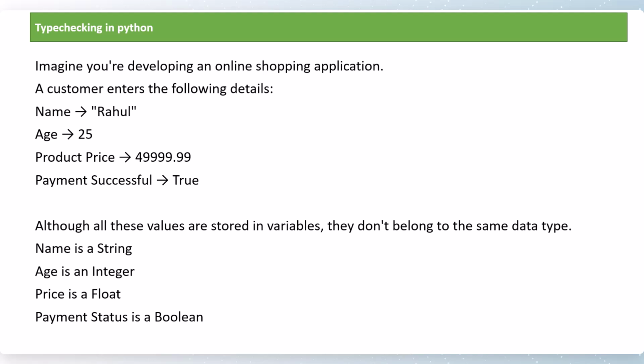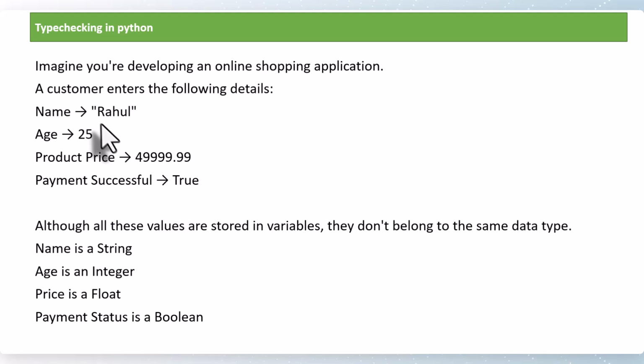In this lesson, I am going to introduce what is type checking in Python. Imagine you are developing an online shopping application. A customer is going to enter some details: the name Rahul, age 25, product price 49,999.99, payment successful: true.